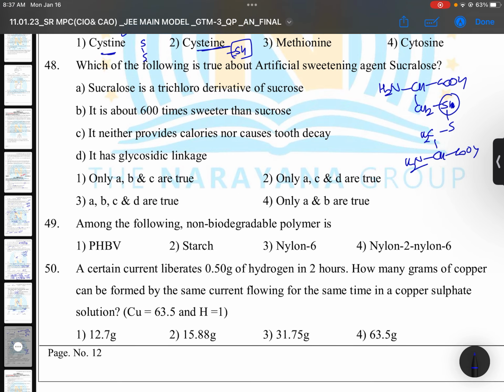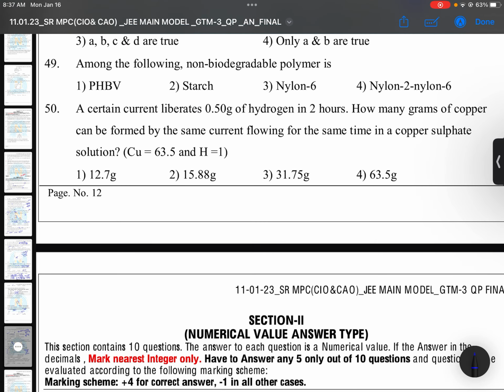Which of the following is true about artificial sweetening agents? All are correct. NCERT statements, don't waste your time. Now you read the statements, all are correct. Among the following, the non-biodegradable polymer is nylon 6. Remaining all are biodegradable.